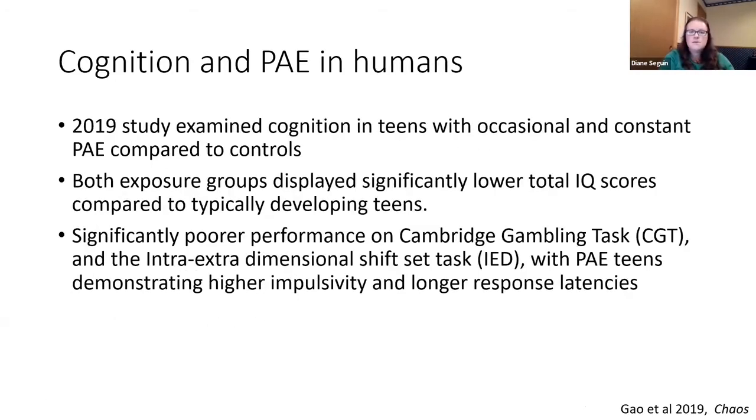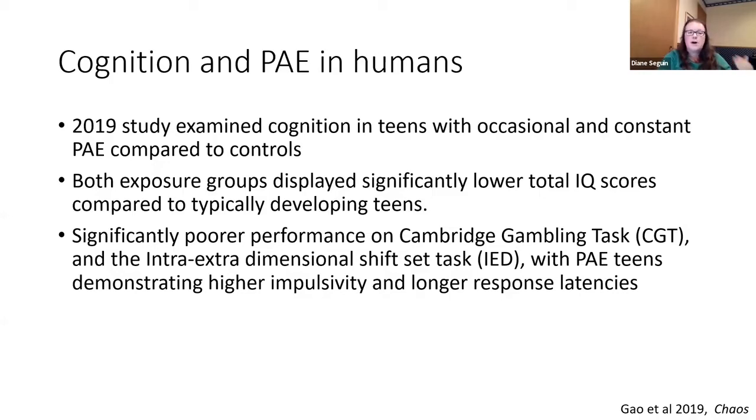And then this is a very recent study by Gao. It's a much smaller study, but it's looking at cognition in teens on specific tasks. They classified prenatal alcohol exposure as either occasional, to look for moderate effects, or constant prenatal exposure, to look at more heavy effects. They found that regardless of whether they had moderate to high prenatal alcohol exposure, both groups displayed significantly lower total IQ scores compared to the typically developing teens.